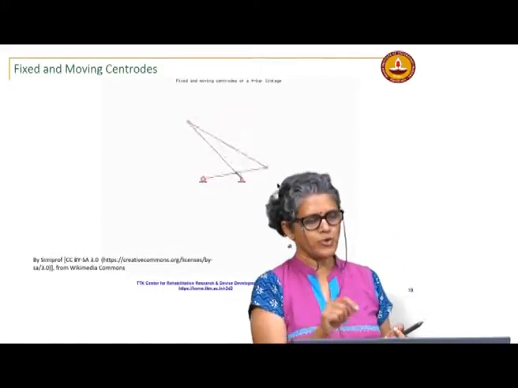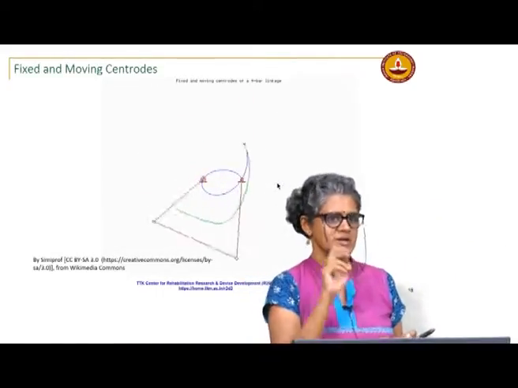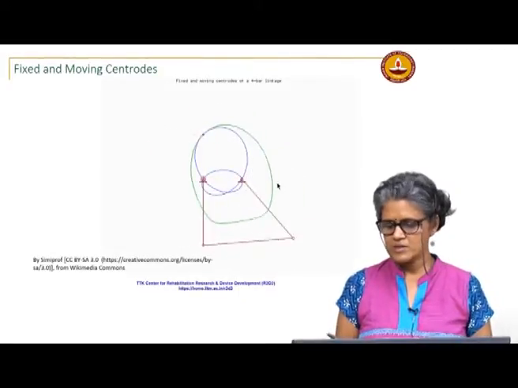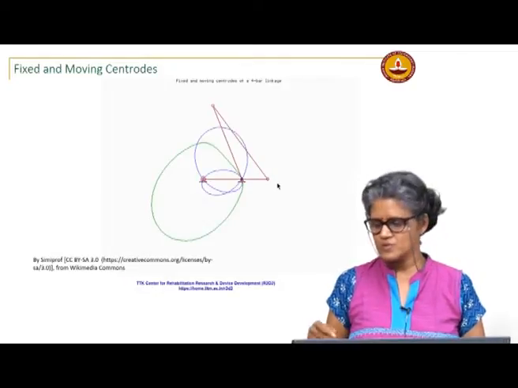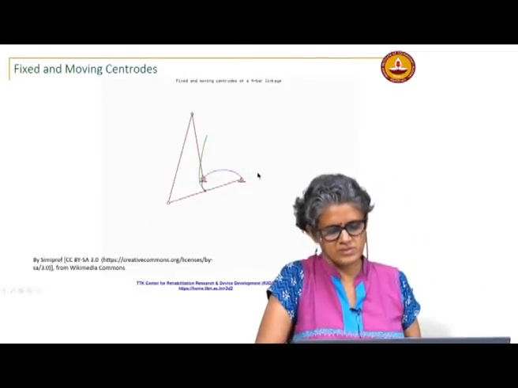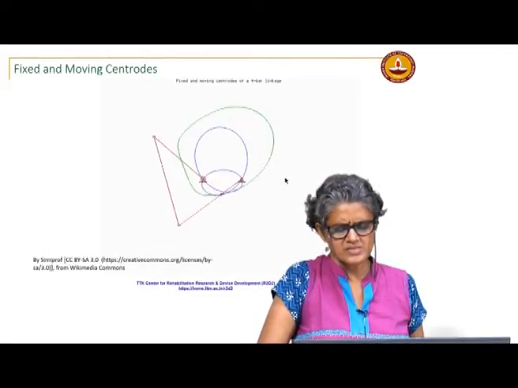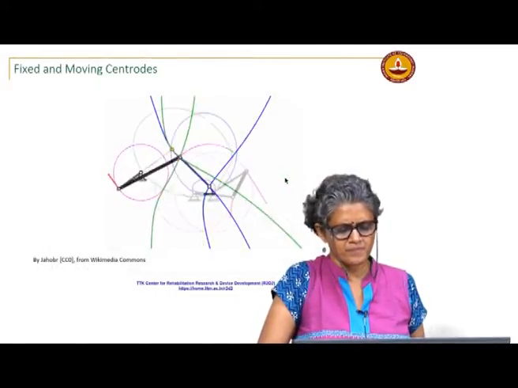Because if you pick one point on the moving centroid, it is going to contact the fixed centroid at only one other point. Is it possible for it to contact it more than once? I'll just double check that just in case. Okay, all right.